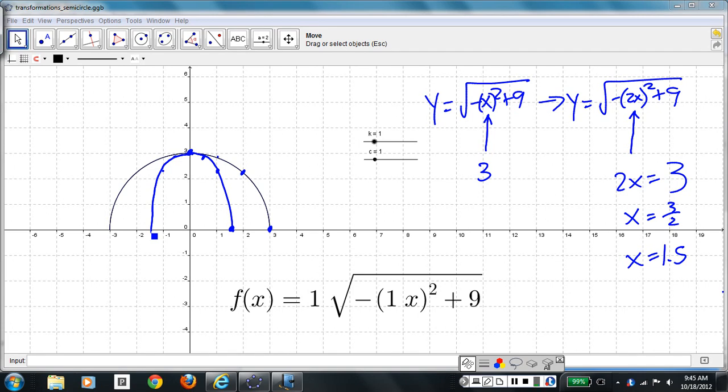It's counterintuitive. It's the opposite of what I would think. Maybe it's the opposite of what you would think. Just like substituting x plus 2 for x sends the graph to the left, substituting 2x for x cuts all the x coordinates in half.